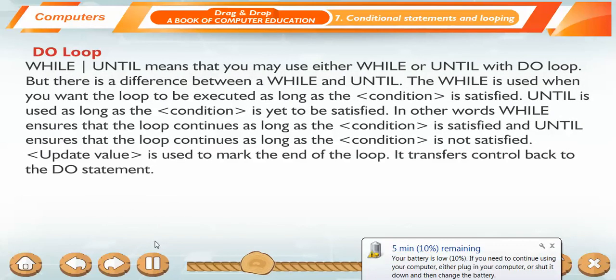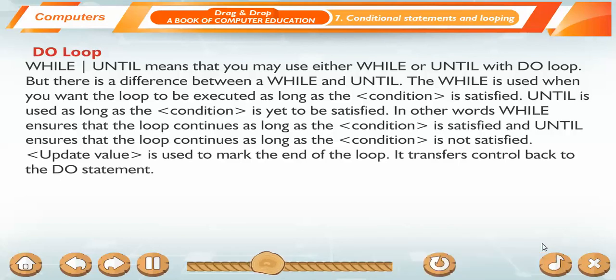While and until: you may use either while or until with a do loop, but there is a difference between them. The while is used when you want the loop to be executed as long as the condition is satisfied. Until is used as long as the condition is yet to be satisfied. In other words, while ensures that the loop continues as long as the condition is satisfied, and until ensures that the loop continues as long as the condition is not satisfied.